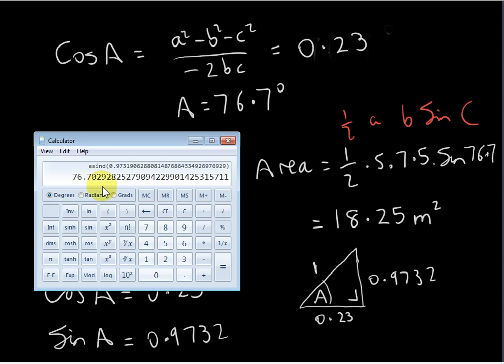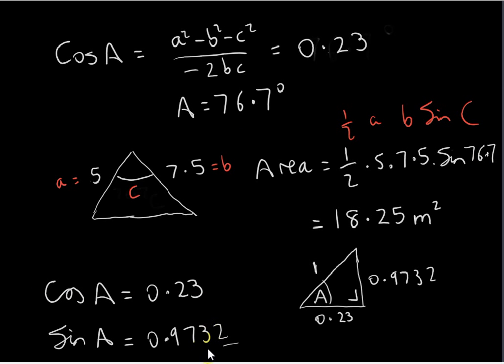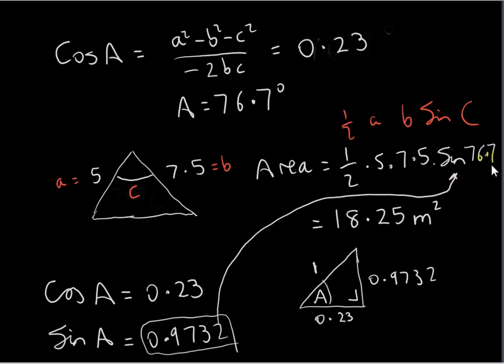Well, we don't have to actually work that out, because 0.9732 is this value here. So we multiply a half by 5 by 7.5 by 0.9732, and to 2 decimal places we get 18.25.